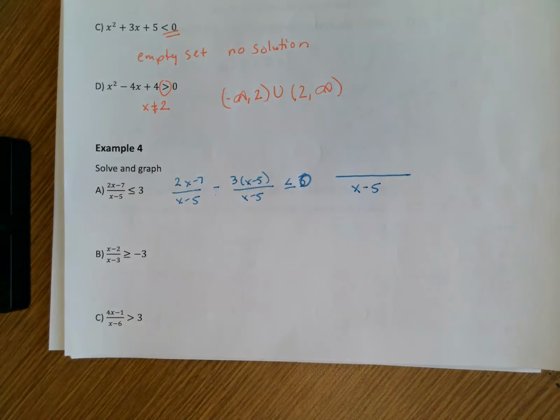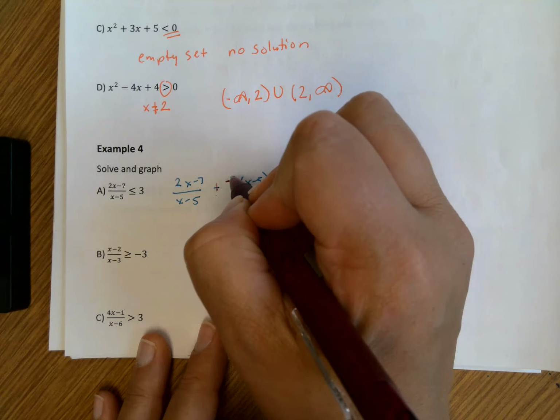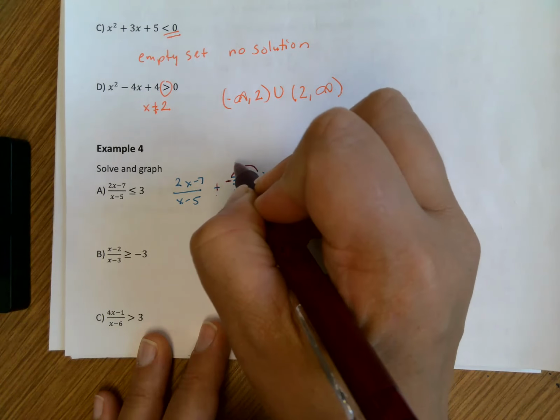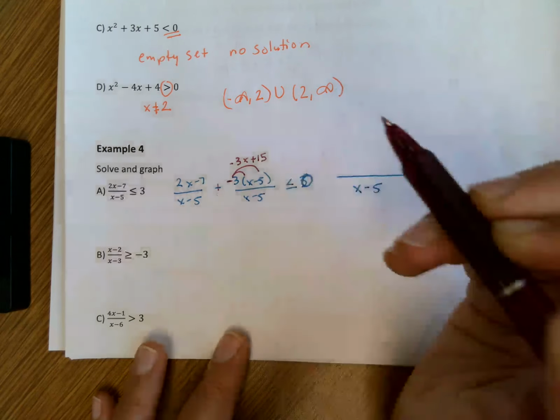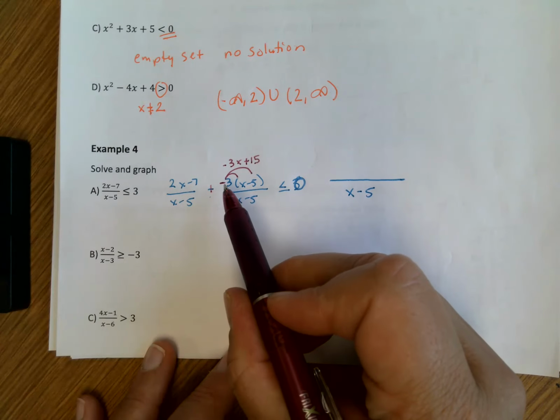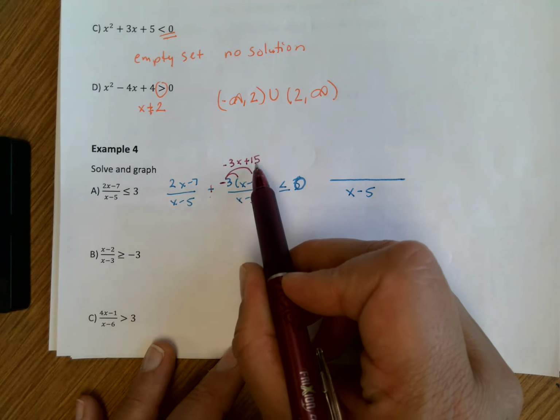I've said this before in a different video, but whenever there's subtraction, I go plus a negative. So when I distribute this right here, this becomes a negative 3x, and this becomes a positive 15. I subtracted the 3, so I made that plus a negative. Distribute the negative 3 in, that becomes a negative 3x, positive 15.